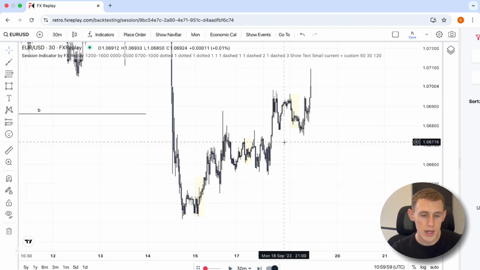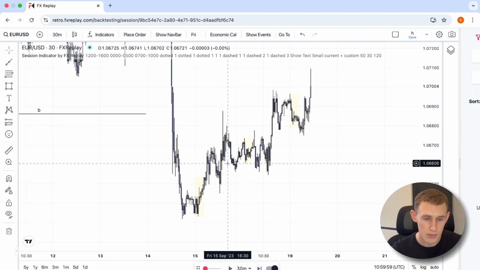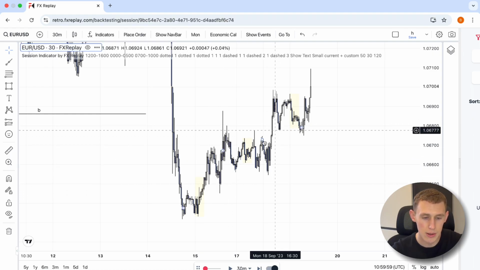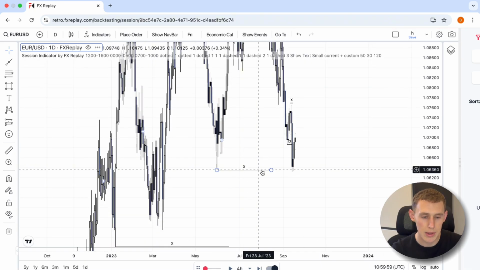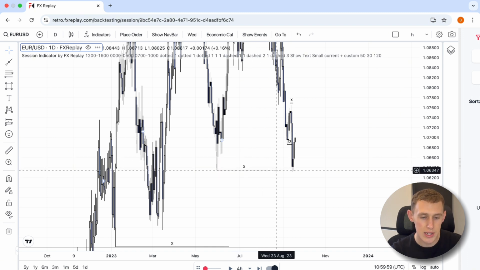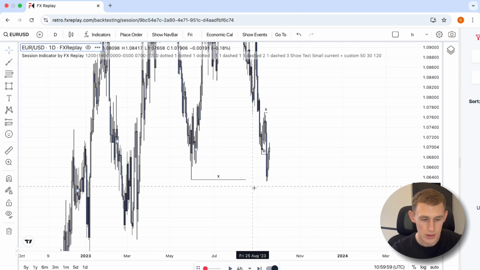The entry model I did skip over a little bit, but it was essentially, we had this change of character. Price created liquidity above an area of imbalanced demand, so I was just simply entering on that. After also price swept that daily liquidity to the left. That is the key point here. If price had not taken out this daily liquidity, I wouldn't have been looking for the buys whatsoever.